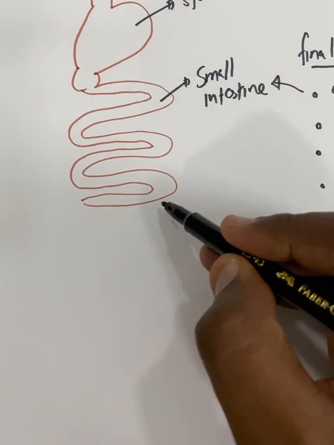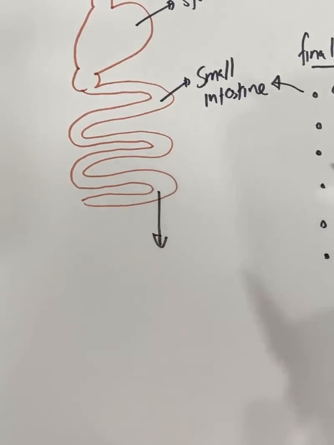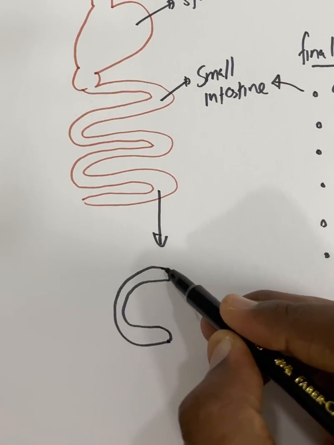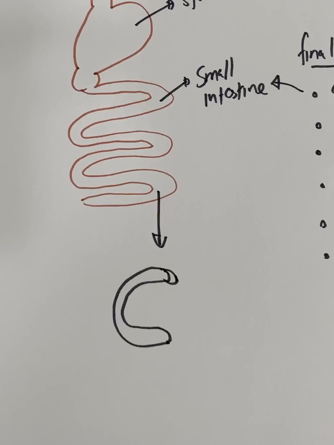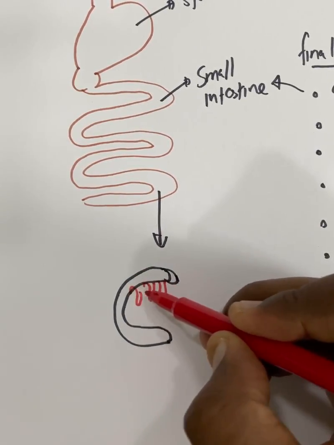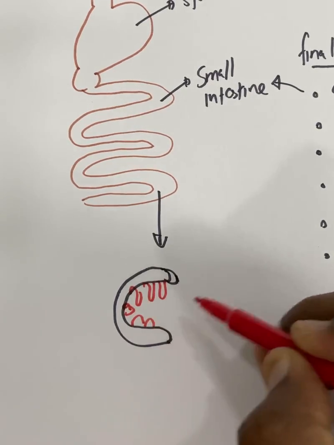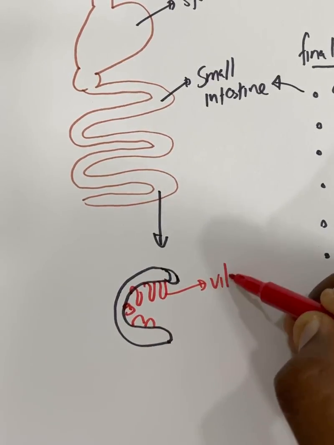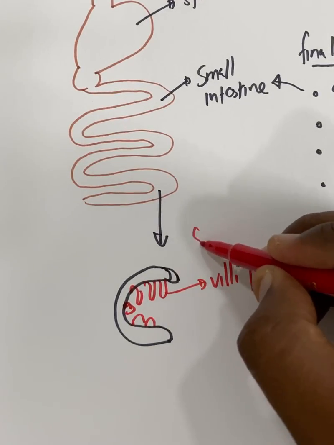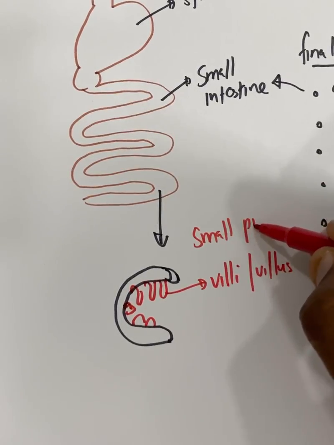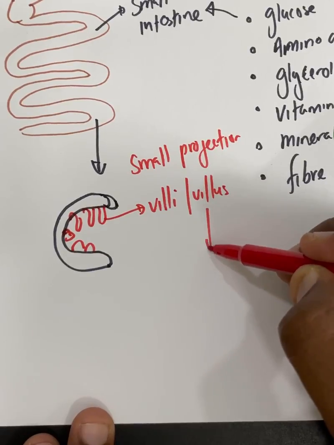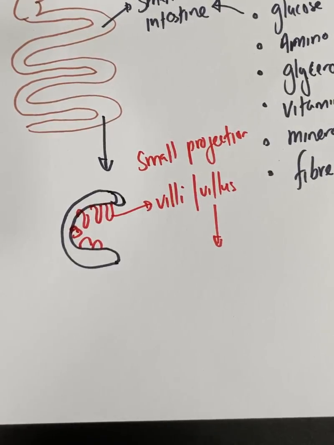If I draw the cross section of the small intestine, this is our small intestine cross section. When I cut it, it has small projections. This small projection is known as villi. One is called a villus, a tiny projection. When I draw the structure of one villus, it will look like this.